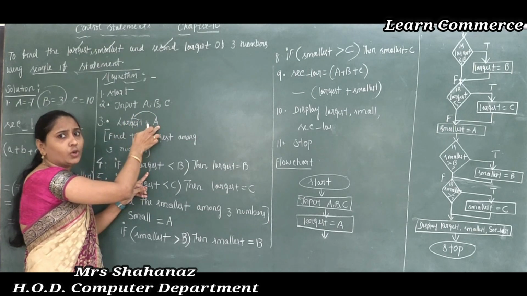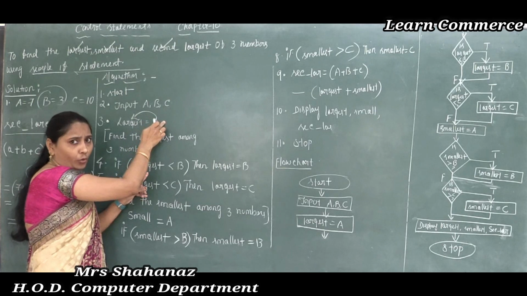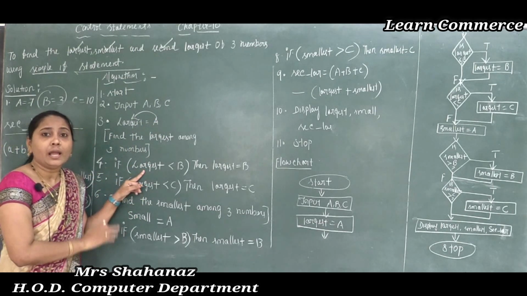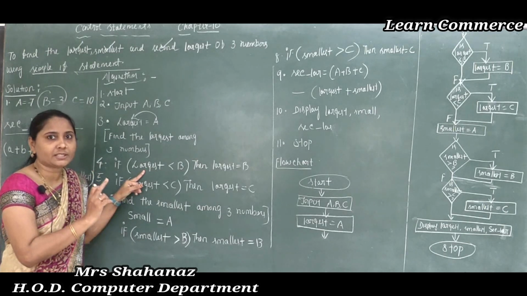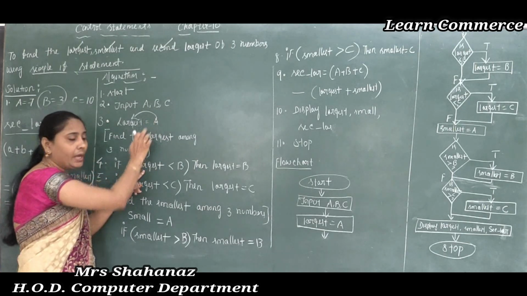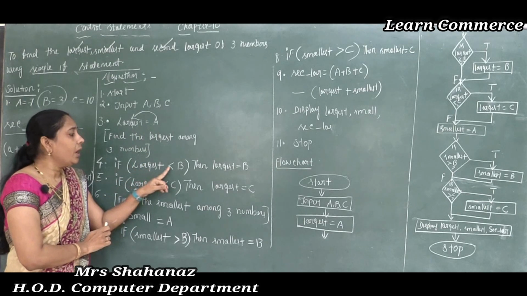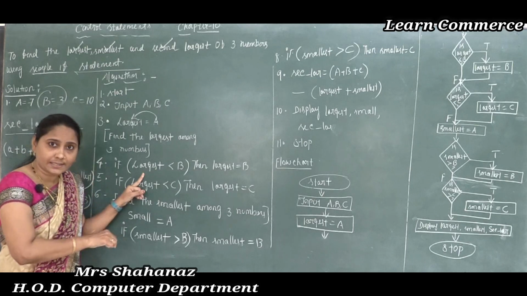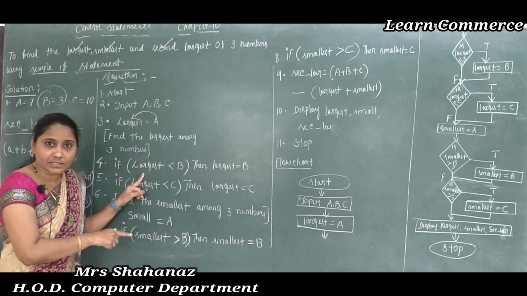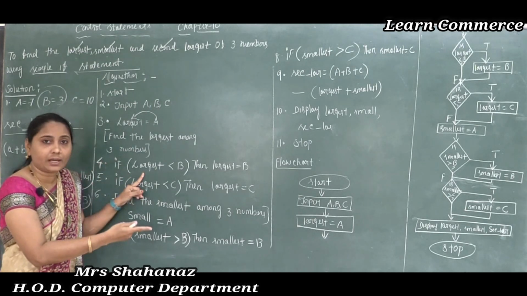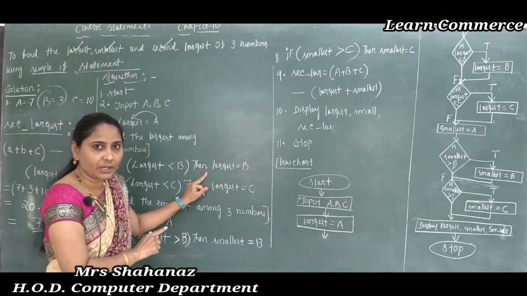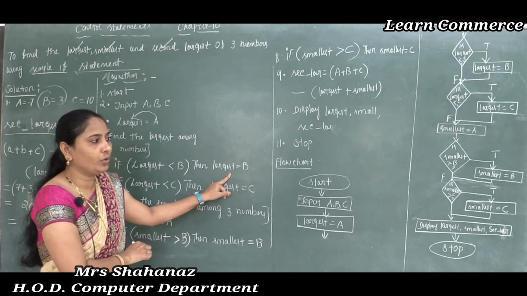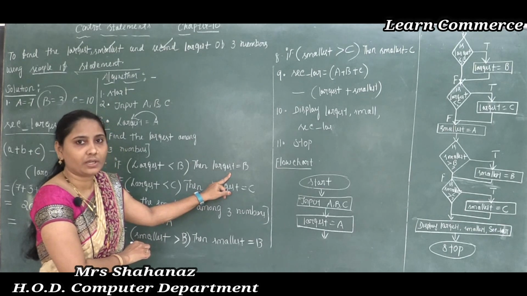So largest is equal to A only. And later I am going to use one condition. The largest, you should remember, is equal to A. So the largest here is less than B. If the largest value is less than B, then if the condition is true, the largest value is equal to B only. You have to remember it. So clear this point.